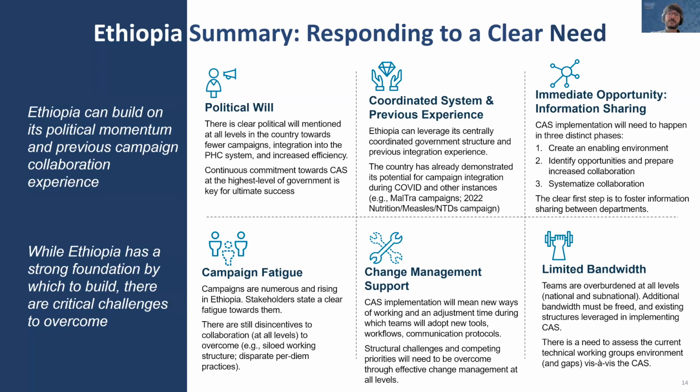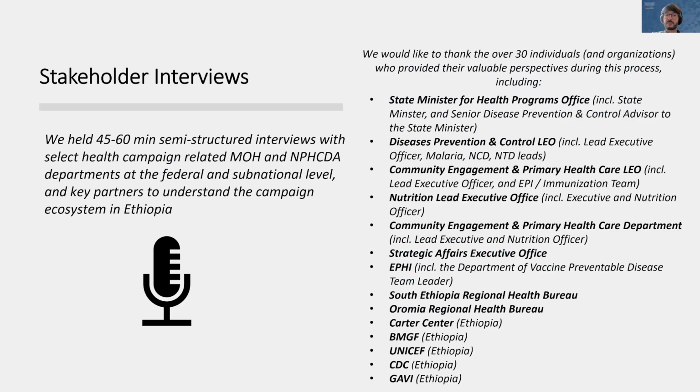You will find in the example of the feasibility assessment the list of the people we interviewed. I will again not spend too much time on it, but this is to show you what kind of people were interviewed. It's generally the heads of the key departments in the Ministry of Health, the public health agencies, the regional or subnational level people, and key partners. For example, in Ethiopia, we engaged with the Carter Center, the Bill and Melinda Gates Foundation, UNICEF, the CDC, and Gavi.